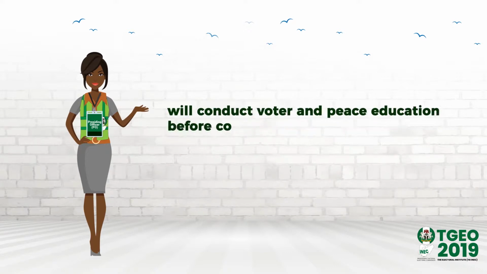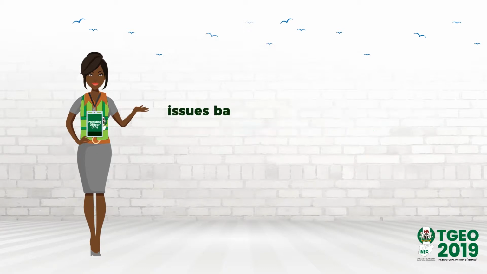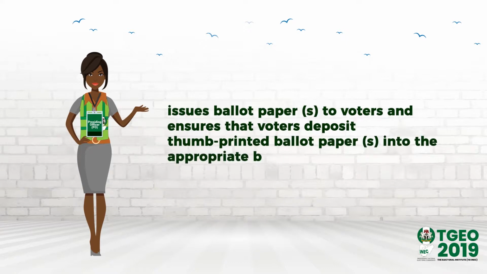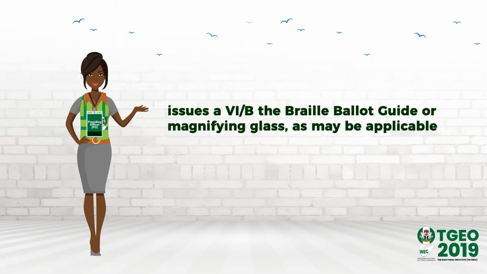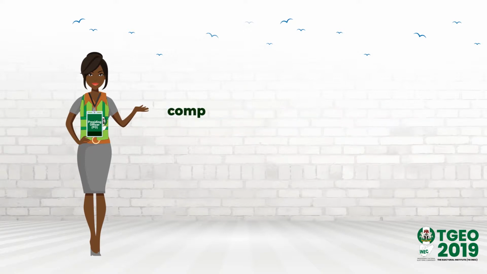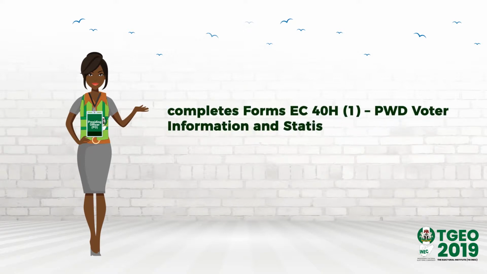Will conduct voter and peace education before commencement of poll. Issue ballot papers to voters and ensure that voters deposit thumb-printed ballot papers into the appropriate ballot box. Issues visually impaired, blind, VIB, the braille ballot guide or magnifying glass as may be applicable. Complete forms EC40H1, PWD Voter Information and Statistics.